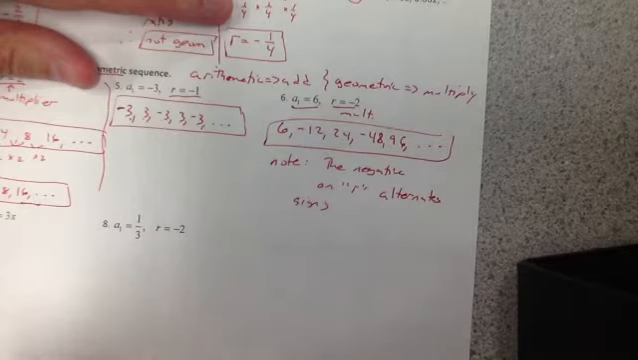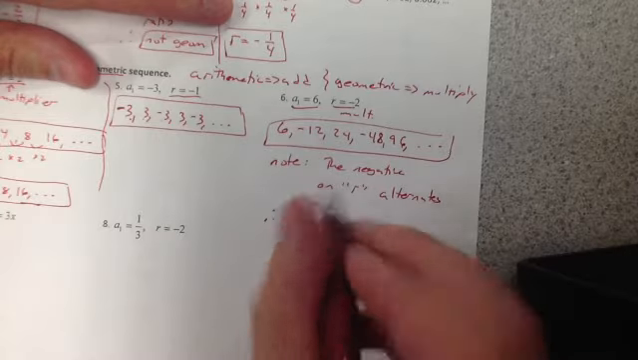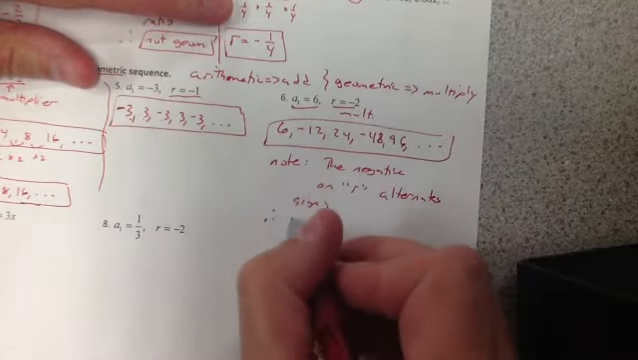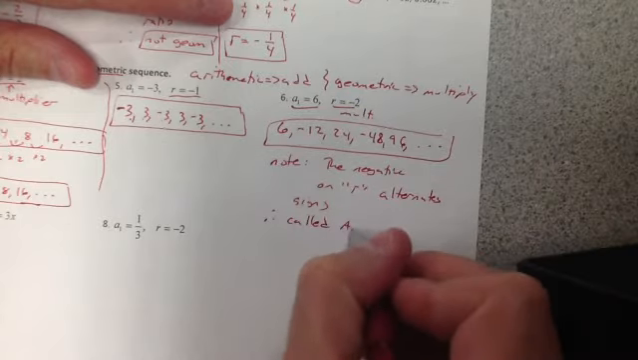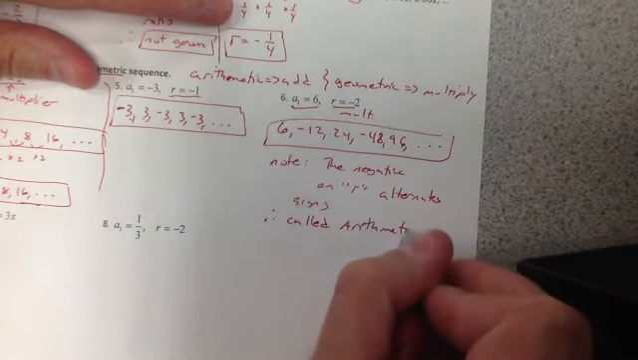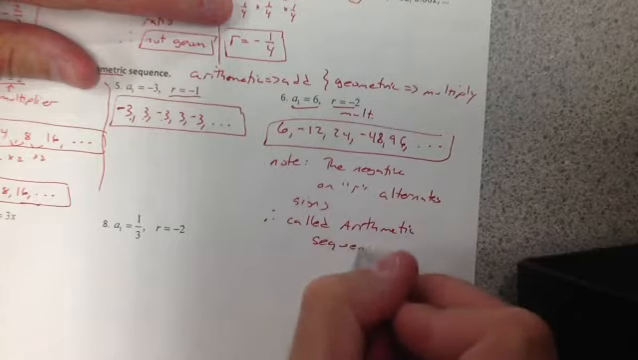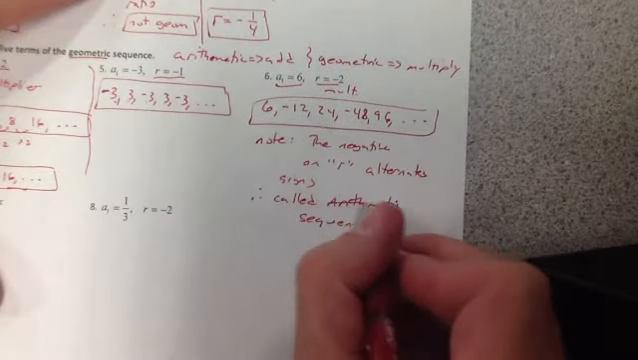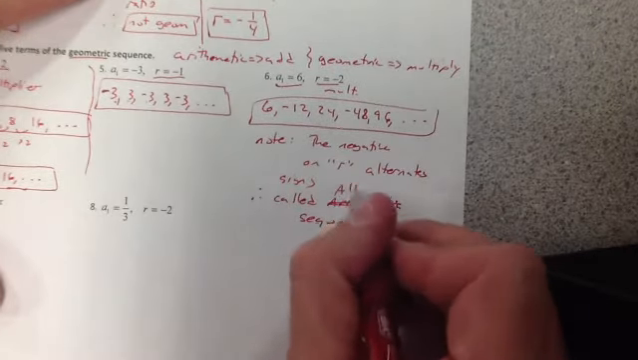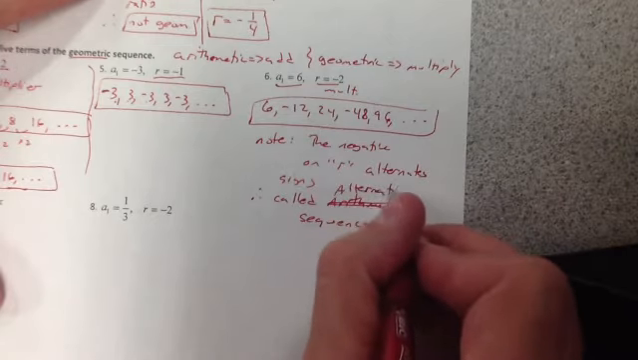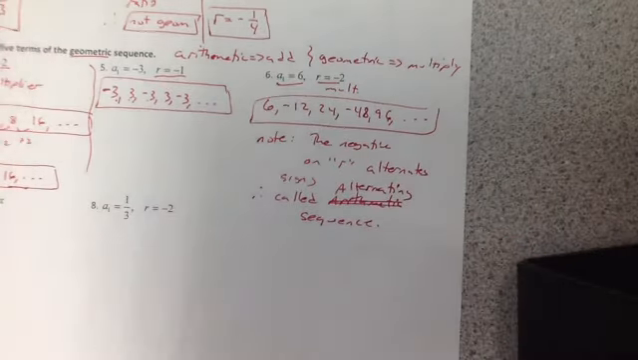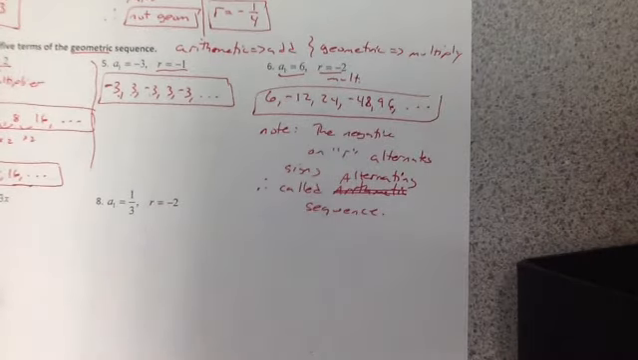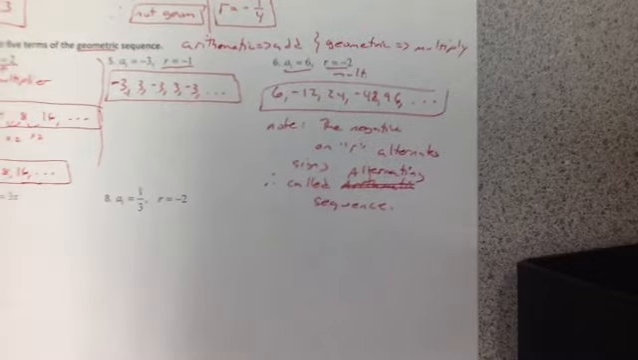The negative on the r alternates the sign. Therefore, we call this an arithmetic sequence. Now, if you're going to take BC next year, we deal a lot with arithmetic, alternating sequence. Sorry, not arithmetic. It's called an alternating sequence. Excuse me, let's make sure we fix that. How weird is that? It's called an alternating sequence. Now, if you're taking BC next year, we spend a long time on alternating series and sequences.